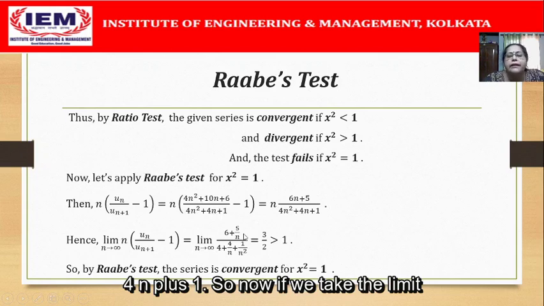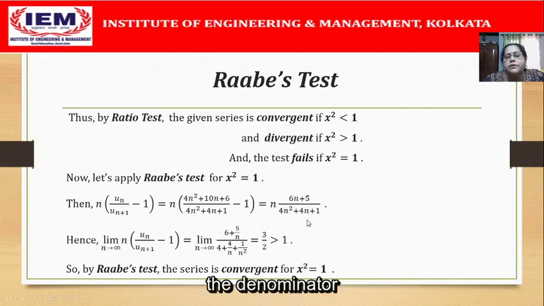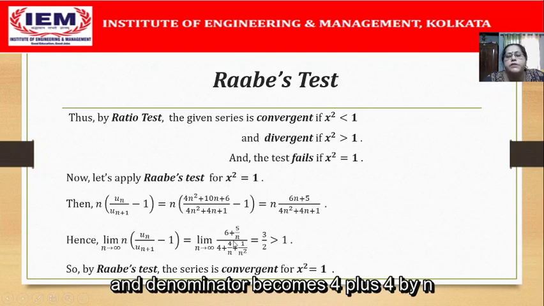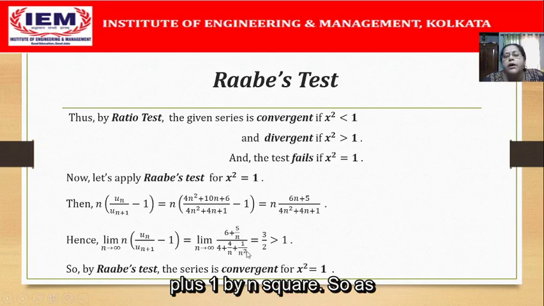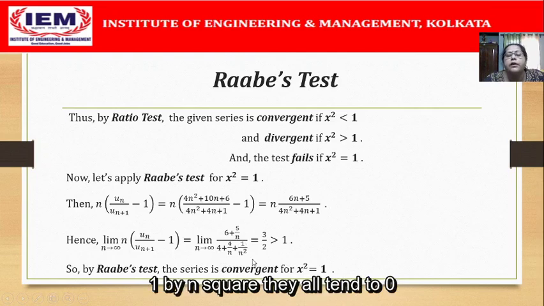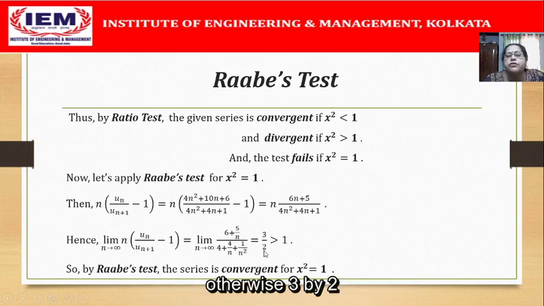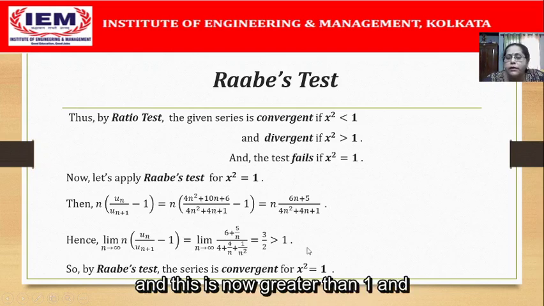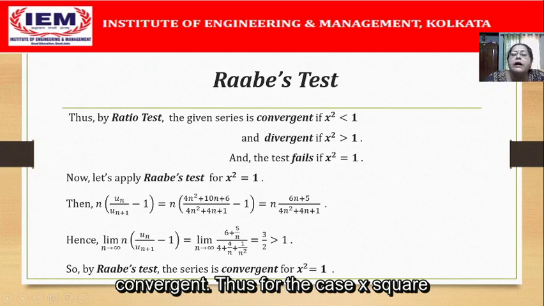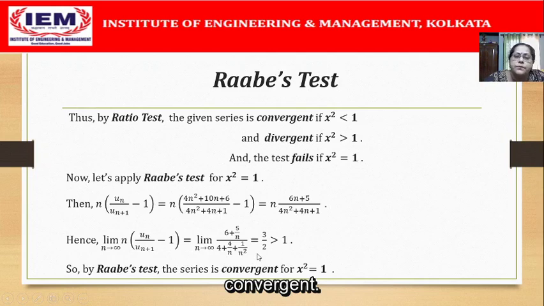So now if we take the limit, once again, we take out n squared from both the numerator and the denominator. So numerator becomes 6 plus 5 by n, and denominator becomes 4 plus 4 by n plus 1 by n squared. So as n tends to infinity, 5 by n, 4 by n, 1 by n squared, they all tend to 0. So the value of the limit is 6 by 4, or otherwise 3 by 2. And this is now greater than 1. And Raabe's test tells that if your limit is greater than 1, then the series is convergent. Thus, for the case x squared equal to 1, the series is again convergent.